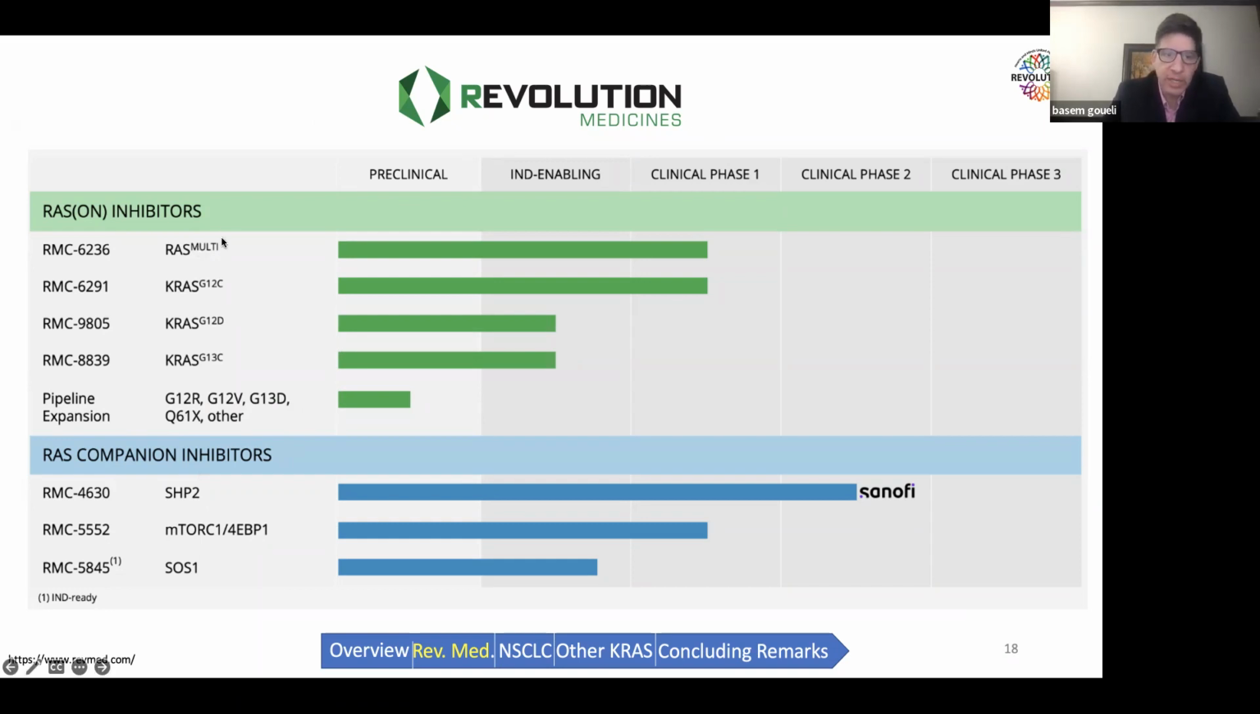They have a RAS multi-inhibitor, so that it actually inhibits various variants of KRAS or RAS in general. They have a KRAS G12C inhibitor, KRAS G12D, KRAS G13C, and you can see here they also have a SHP2 inhibitor, which we'll talk about later, and a SOS1 inhibitor. So they are fixated on this pathway. They are a very impressive company. They're something to definitely watch and a company to look out for.